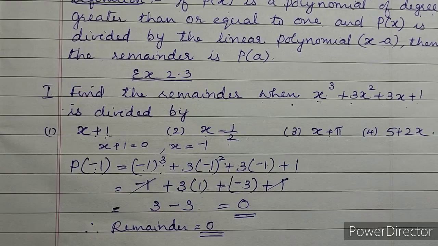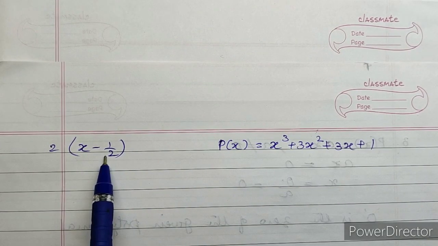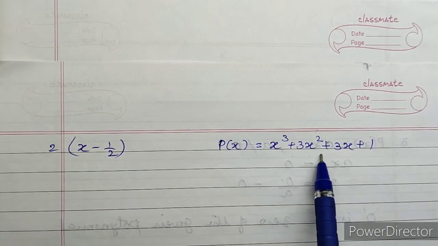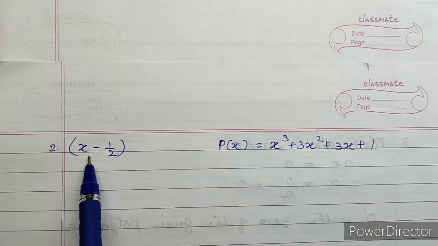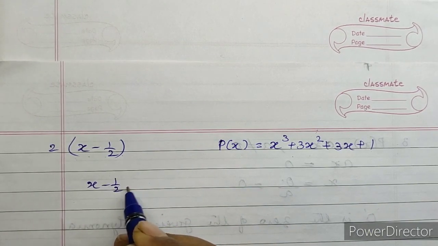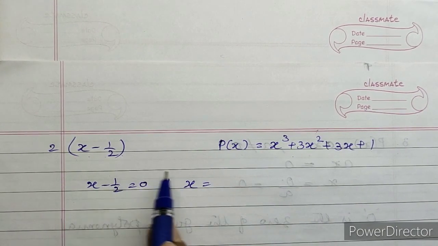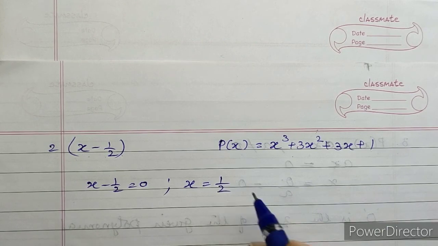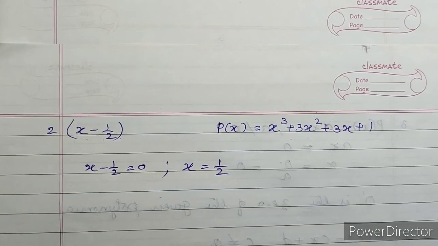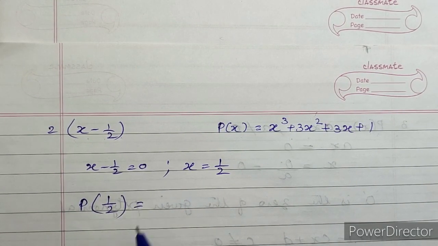Hope you understood, children. Second question, it was x minus 1 by 2. P of x is the same question only. P of x is equal to x cube plus 3x square plus 3x plus 1. So x minus 1 by 2, how to find x? X minus 1 by 2 equals 0 you should put. So x is equal to 1 by 2, transposing it will change the sign and become positive 1 by 2. So now for finding the remainder, you have to substitute 1 by 2 instead of x.